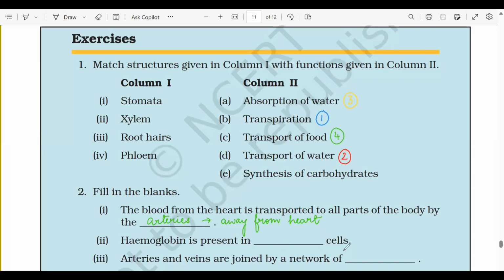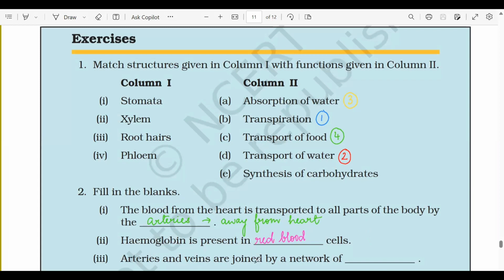Okay, let's move on to question number 2. Hemoglobin is present in dash cells. I hope you all remember this. They are present in the red blood cells. So red blood cells have this hemoglobin, and this is responsible for giving our blood a red color. Let's move on to the third question.